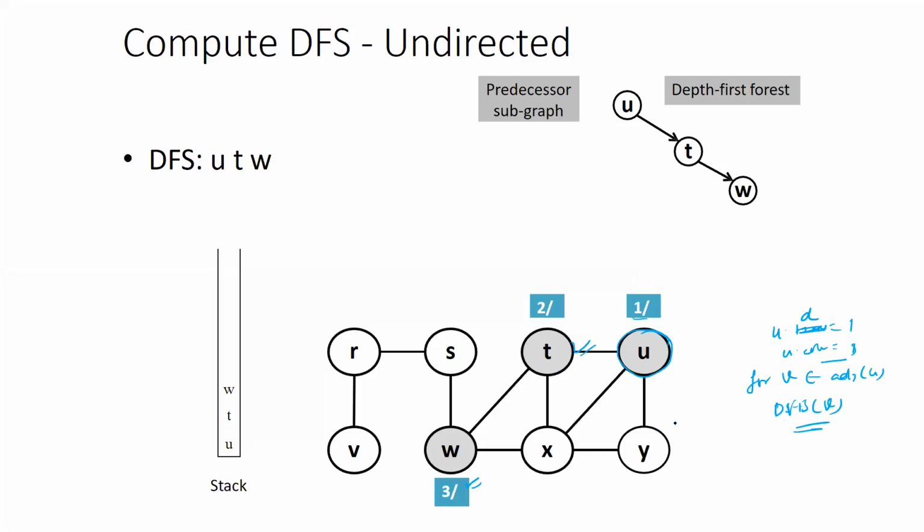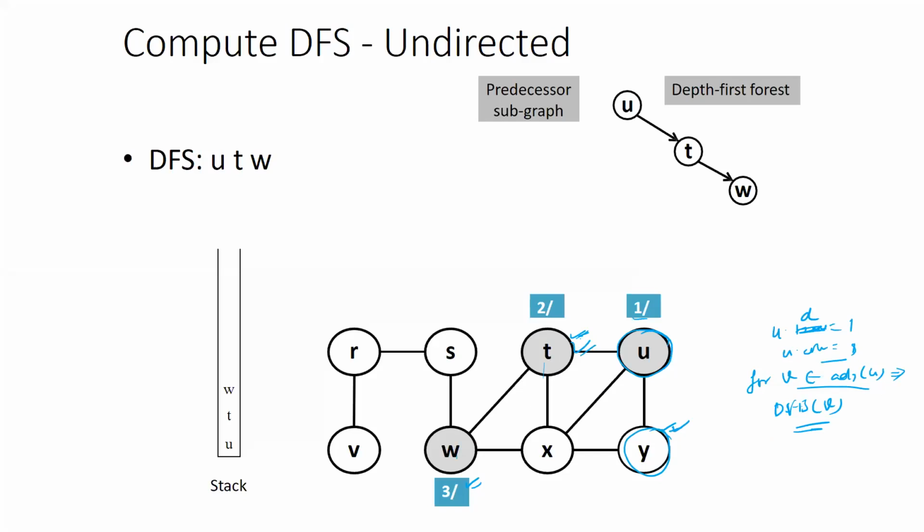We have to explore y also. But only once it comes out from this t DFS traversal will y be called, and only if that vertex has not been explored. If it has already been explored through t, then DFS will not be called for y. Remember this. For w, the time is 3 units and it has been grayed out.